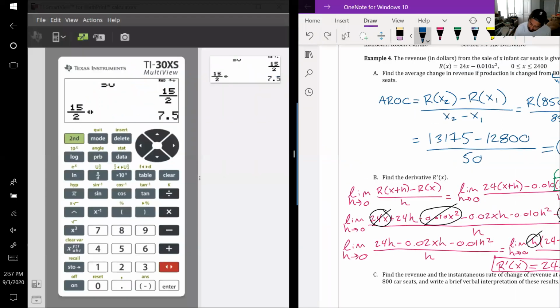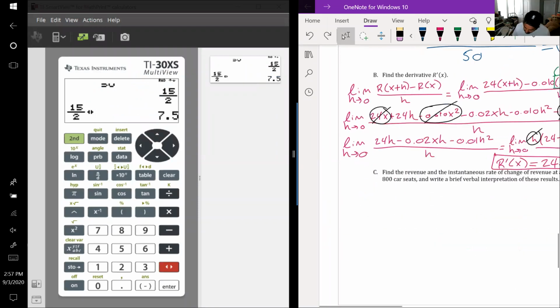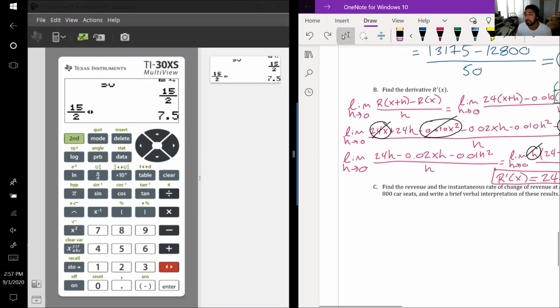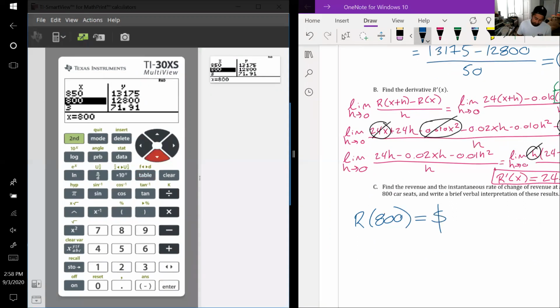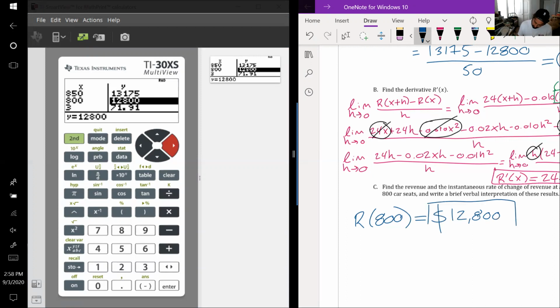So the first thing we're going to do is plug it into the original function r of x. I'll get my calculator again. Actually, I think we did it already, didn't we? So we're going to say r of 800. So the revenue at 800 car seats, which I think we did already, it's on the paper, is $12,800. That is the revenue you're making when you sell 800 car seats.